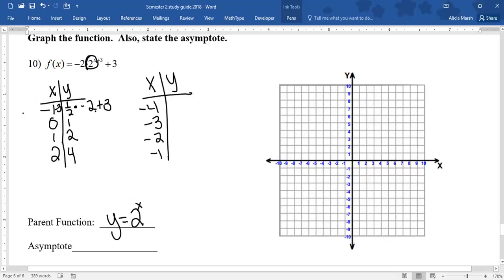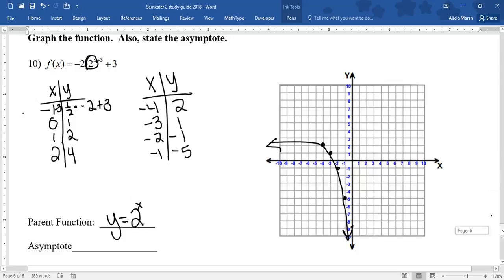1/2 times negative 2 is negative 1 plus 3. That's 2. Negative 2, 1. Negative 1, and negative 5. So let's graph that here. Negative 4, 2, negative 3, 1, negative 2, negative 1, and negative 1, negative 5. So it looks like this graph's going to do something like that.